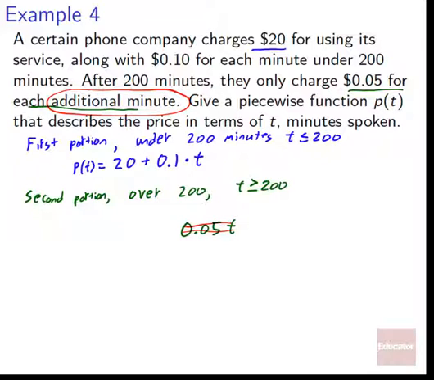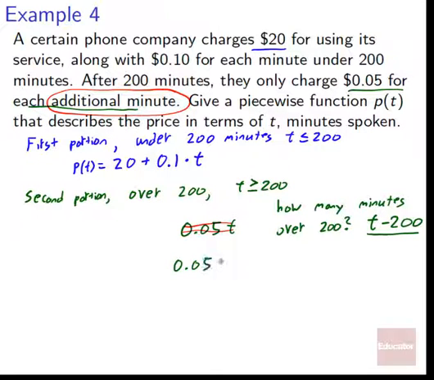So how many minutes over 200? Well, that's not too hard. We know that we have t minutes total. We know that we're already over 200, so it's going to be the number of minutes we've talked minus 200. So t minus 200 is the number of minutes over 200. So it's 0.05 times t minus 200. Now, that's the amount of additional money that will be on top of some lump sum.